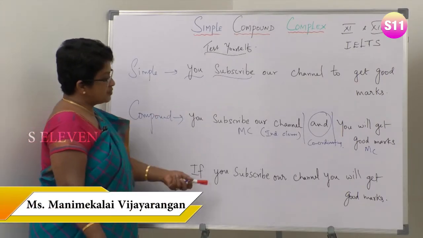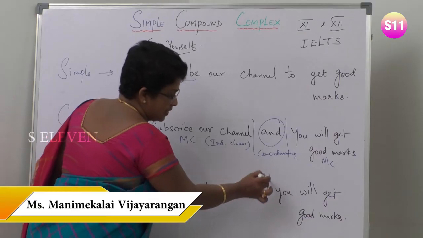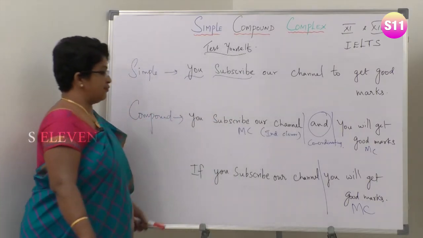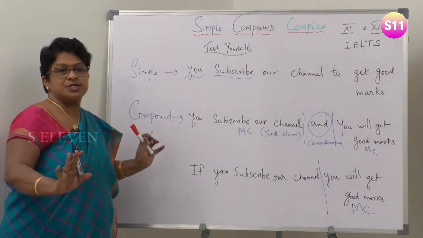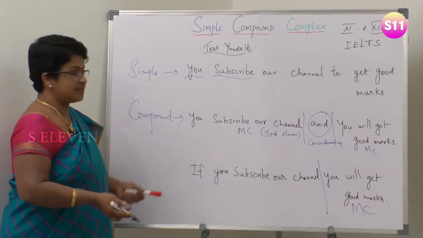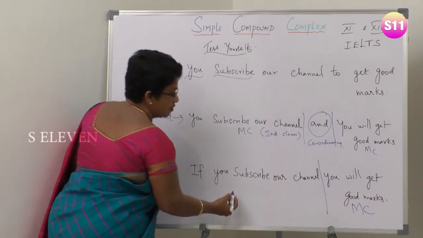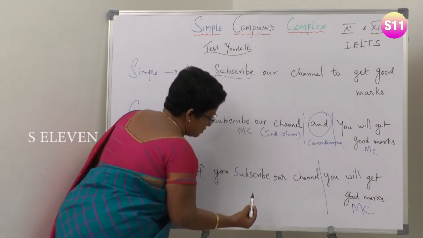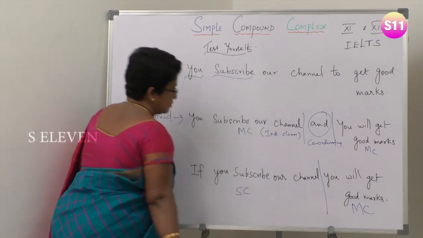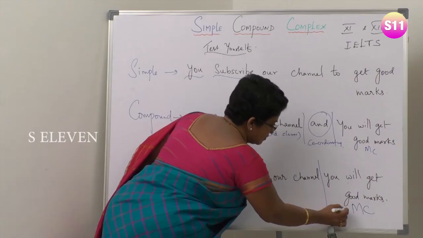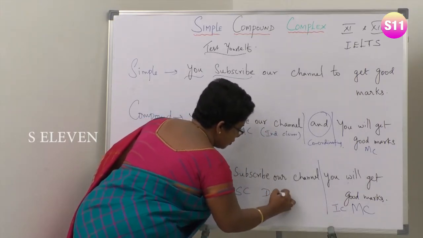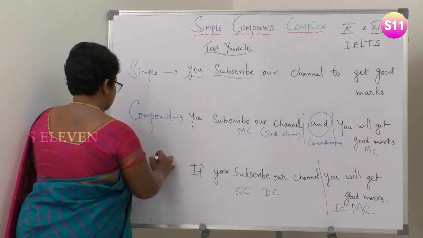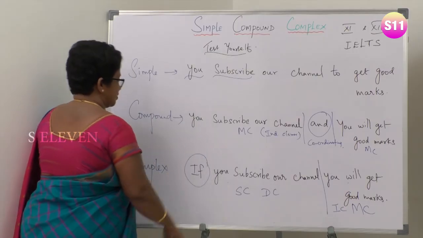Third one: if you subscribe our channel, you will get good marks. You will get good marks, this is the main clause. But if I just say, if you subscribe our channel, then you will be waiting for me to complete that sentence. Because this is not complete on its own. Unless I say this sentence, this will not be complete. So, this is depending on this. So, this is a subordinate clause. This is an independent clause. This is a dependent clause. So, this is complex. This is a subordinating conjunction.